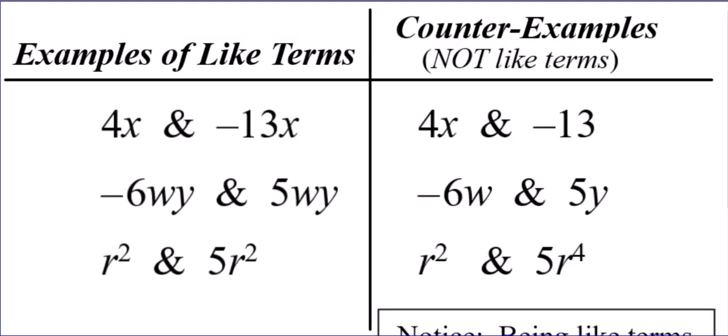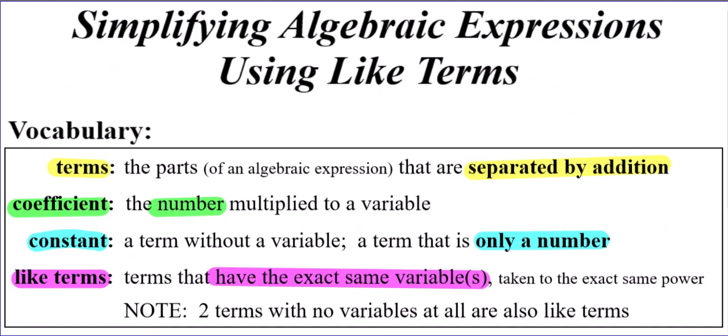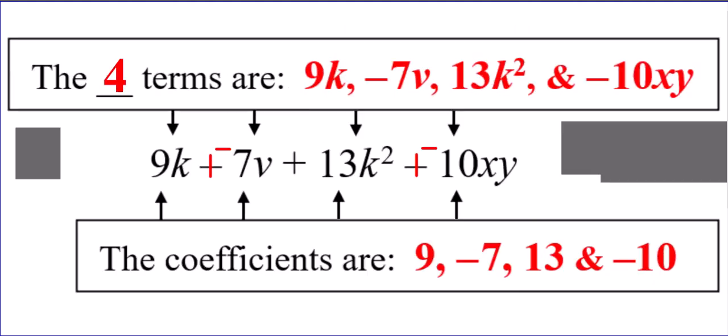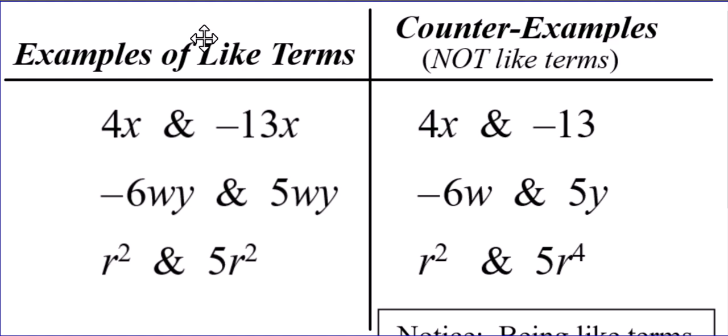Okay, let's talk about like terms. Like terms, as you read at the top of the page, are terms that have the exact same variable or possibly exact same variables. Let's use that down here. The left side are examples that are like terms. The right side are counterexamples, so these are things that are not like terms. And as we already said, if they have the exact same variable, they are like terms. But if one of them has a variable and the other one does not, then they're not like terms.